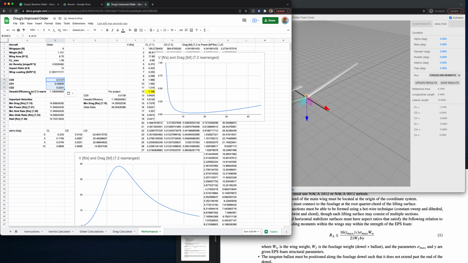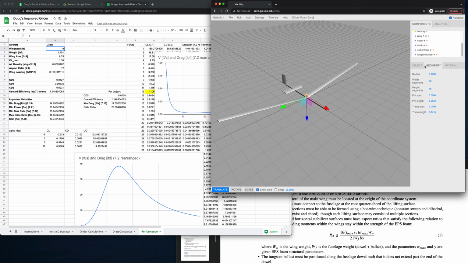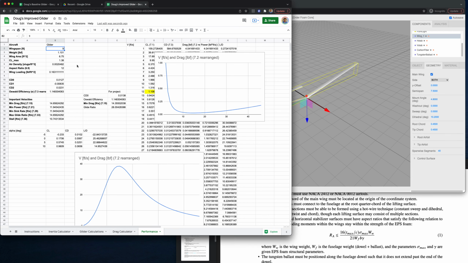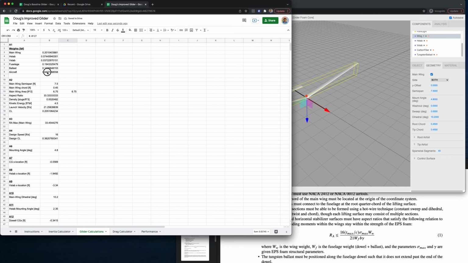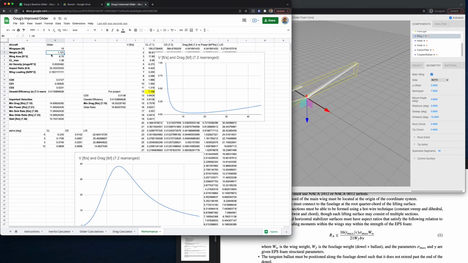And you see my Oswald efficiency, it said I went up to over 100%. Well, that's not true, because part of that is dependent on this stuff up here that I also need to update. So what's my total wingspan now? Let's come back over here to our main wing. It was 7.5, so my total wingspan is 15. The weight of my aircraft is 0.641. My wing area stayed the same.